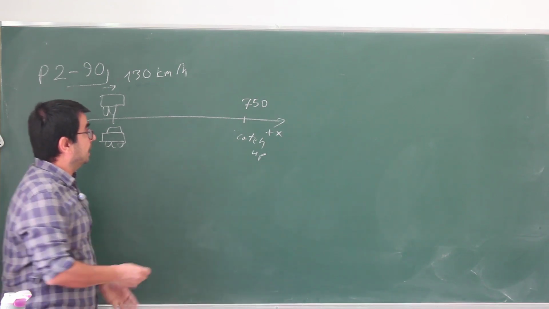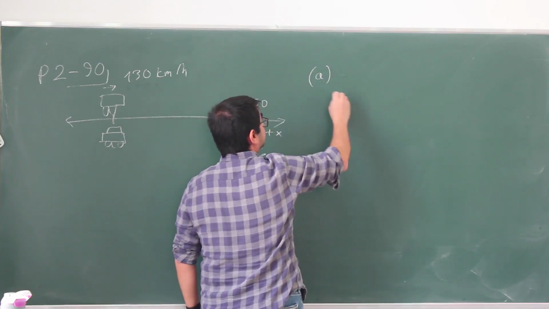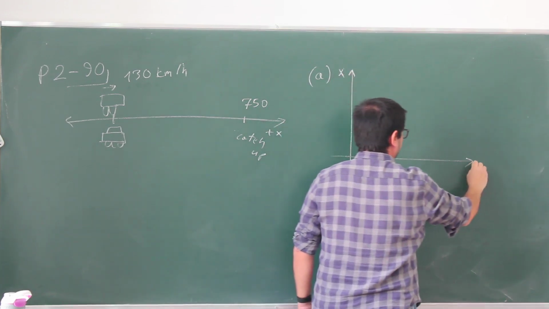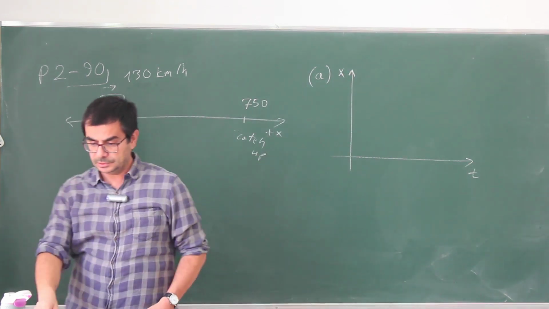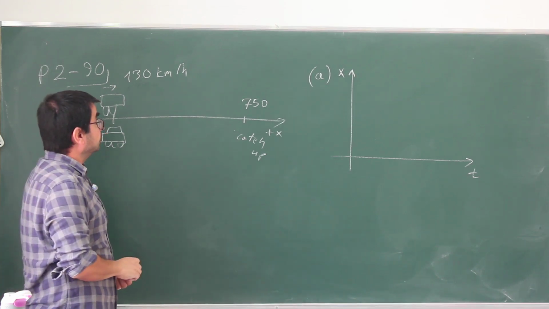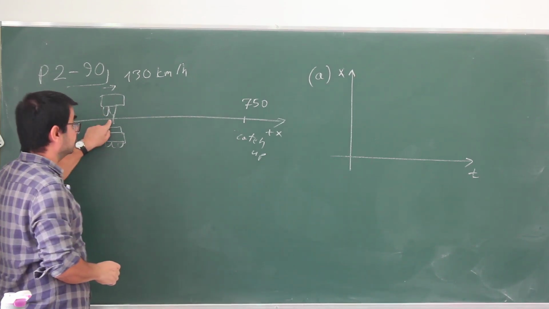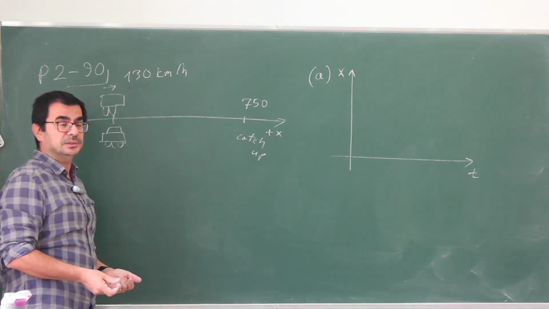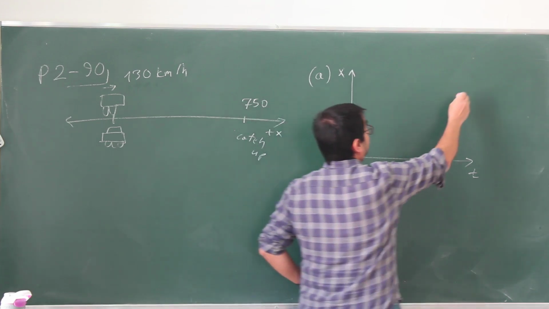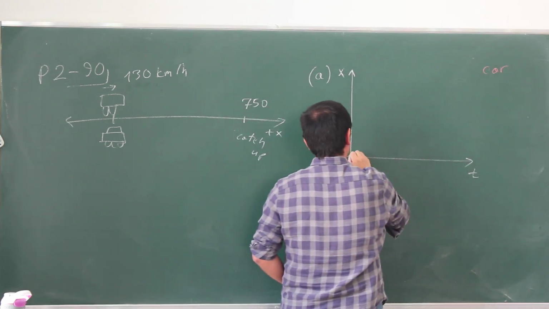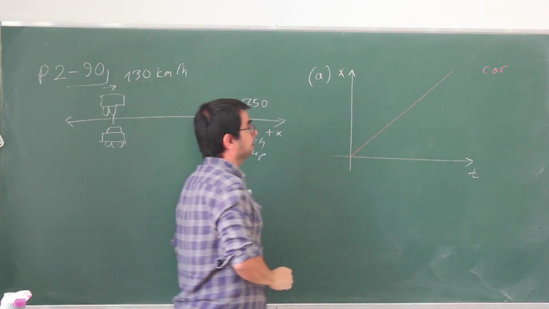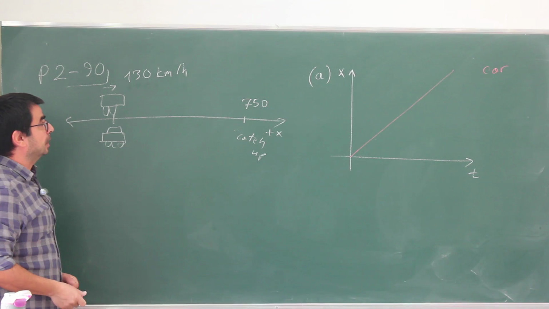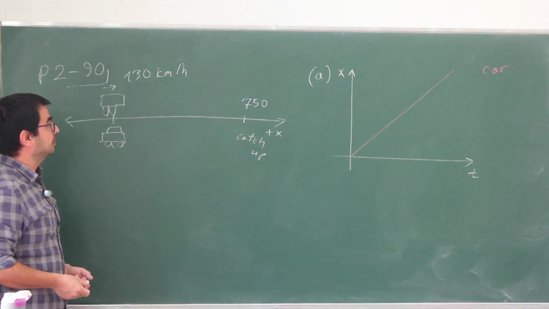All right, so part A is what the position versus time graph looks like. Let's use different colored chalks here. The car starts at t equals 0 at the origin, and it's going to be moving at constant velocity. So for the car, which I'll draw with red chalk, it's going to be a straight line, and the slope of that line is going to be 130 kilometers per hour converted to MKS units.